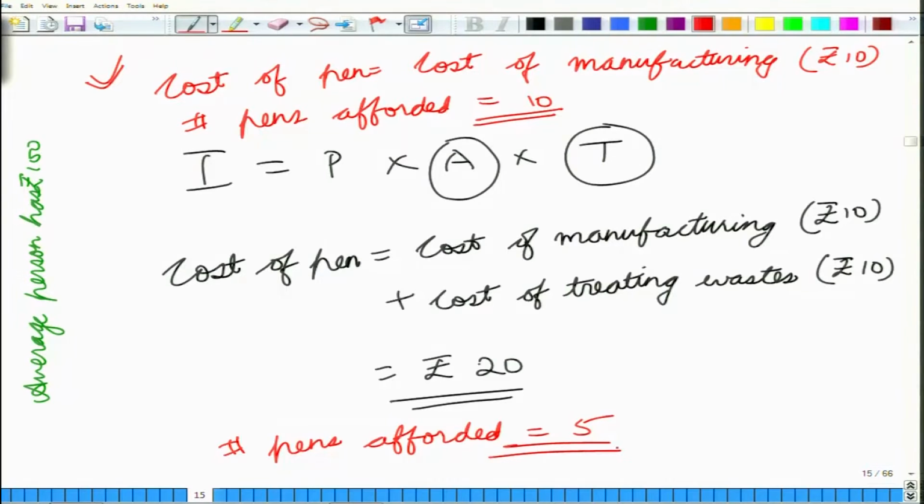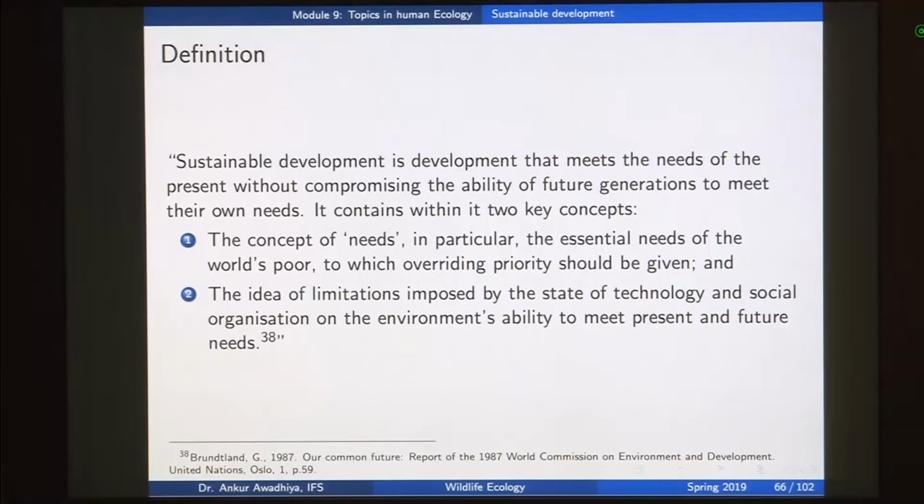So, if you are doing that in the current generation, you will have to make do with certain sacrifices. You will only have 5 pens, so you will have less resources for yourself if you are saving these resources for posterity or for the future generations. And herein comes the topic of sustainability. Sustainable development is defined as development that meets the needs of the present without compromising the ability of the future generations to meet their own needs.